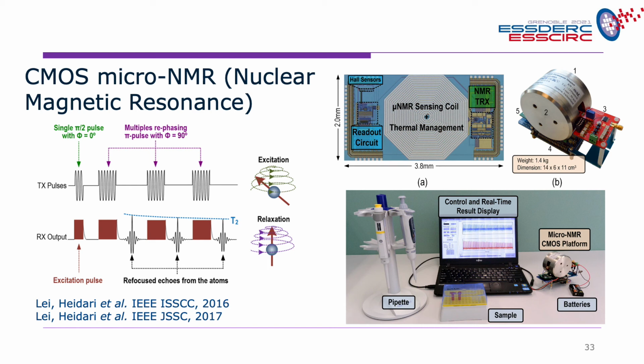Here shows the integrated chip, which includes a very large coil sensor, so a sensing coil, and the chip includes the transceiver for NMR. Also we had Hall CMOS sensors with the readout circuitry for monitoring the magnetic field in the coil. As you can see, the whole system is handheld and portable. So the figure here shows the whole CMOS platform.